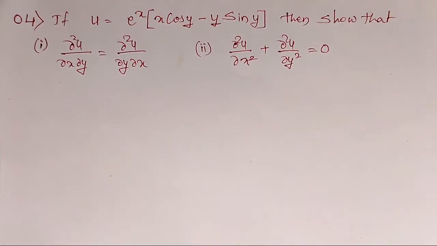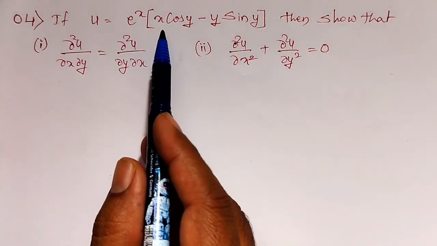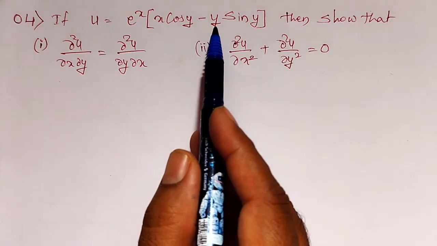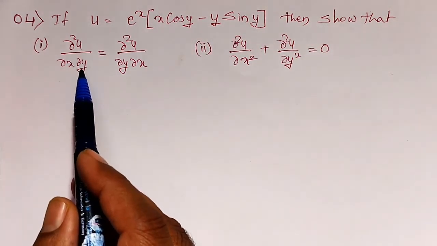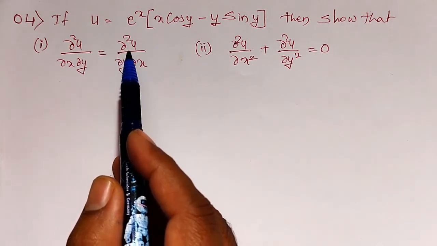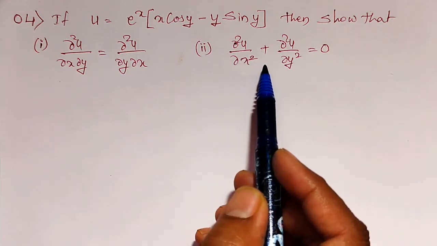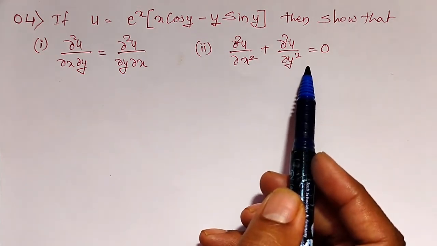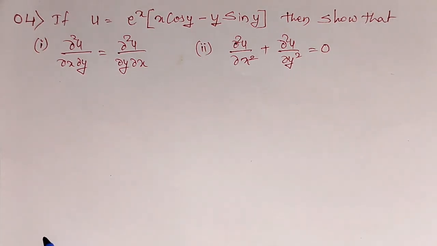In this video, I am going to solve an example on partial differentiation. That is, if u is equal to e raised to x into bracket x cos y minus y sin y, then we have to show that dou square u by dou x dou y is equal to dou square u by dou y dou x, and another thing is dou square u by dou x square plus dou square u by dou y square equal to 0. Here what you can observe is two second order partial derivatives are there. To avoid the confusion, let me find out all first 5 or 6 partial derivatives so that we can have the solution here.